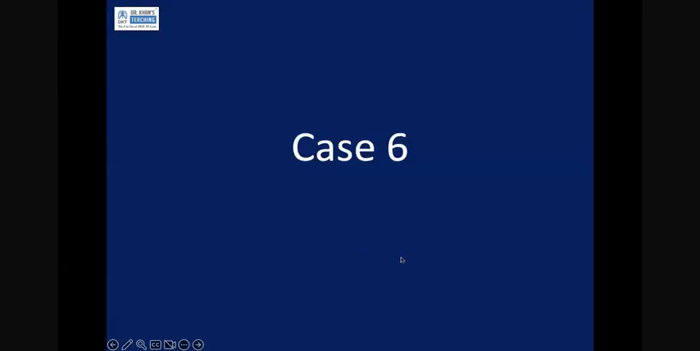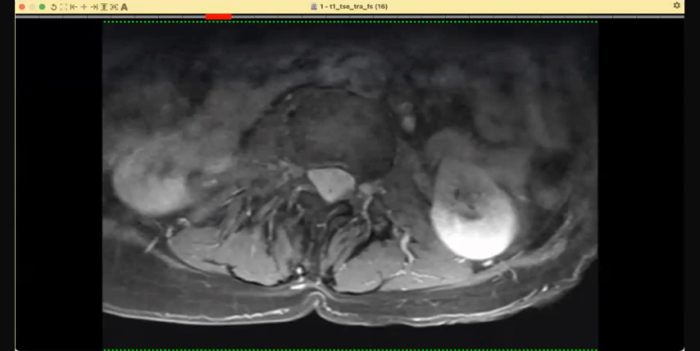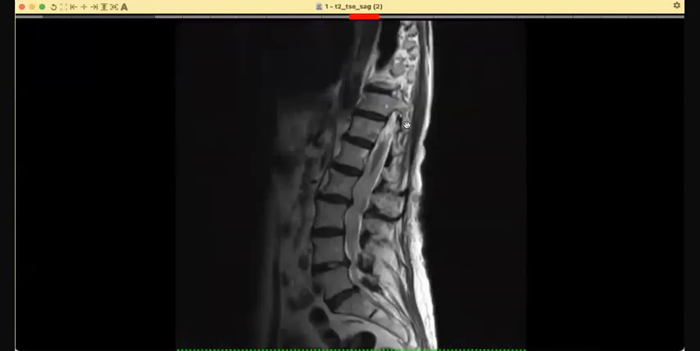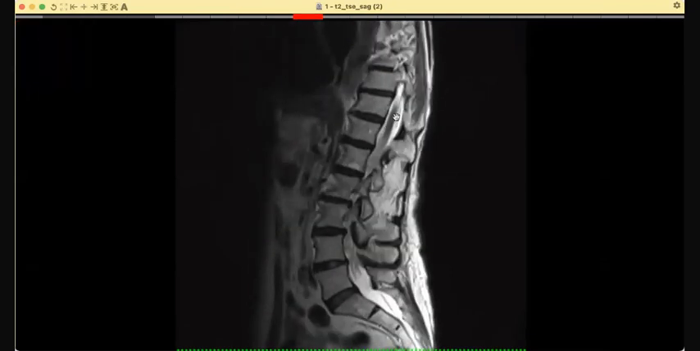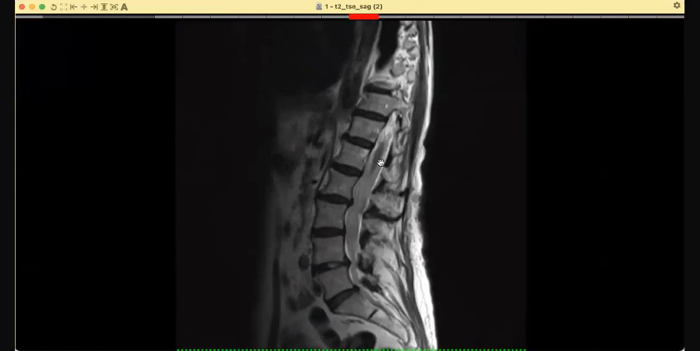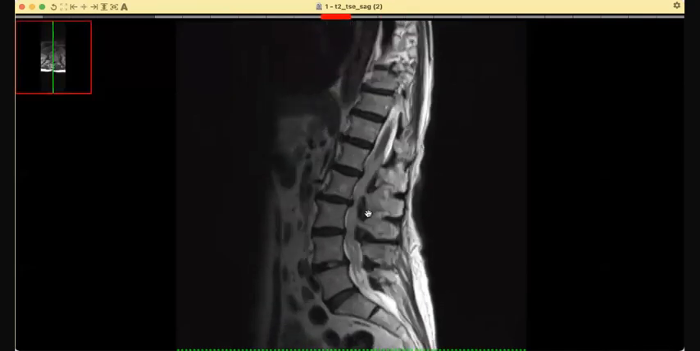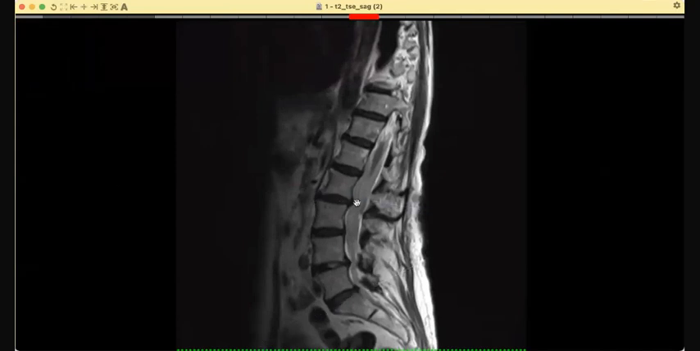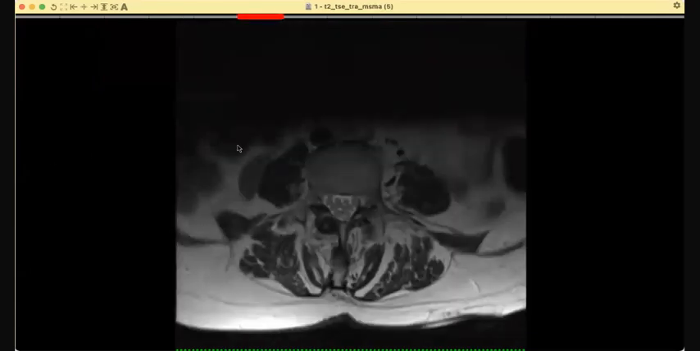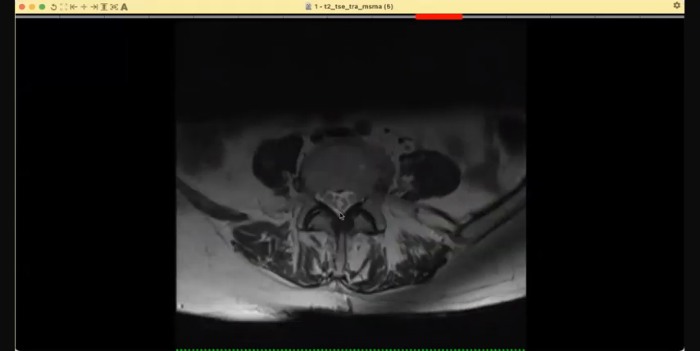Now, our case, the key thing was that I showed you initially a T2-weighted sequence. On this T2-weighted sequence, we can see that this is the conus, and it ends, and then all of this is abnormal. So actually these are thickened nerve roots. And when we see it on a T2-weighted sequence, you can see how thick these nerve roots are at places. They just occupy the whole of the thecal sac because they are thickened.